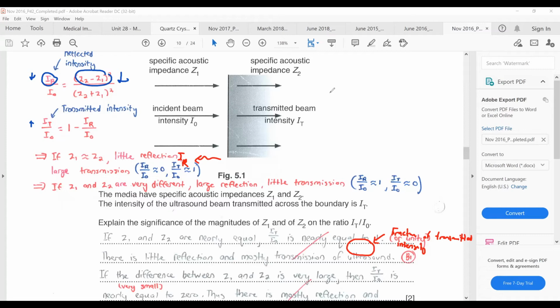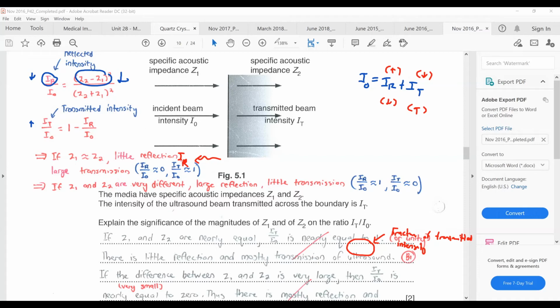Your reflection is actually inversely related to your transmission, isn't it? Because we told you that I naught is IR plus IT. If your IR increases, your IT will drop. Likewise, if your IR drops, your IT will increase. They are inversely related. So if we wanted to explain, you could just look at this one first. If Z1, Z2 were the same, the difference between them will be very small. The reflected intensity will be small. But then in return, your transmission will be very large.